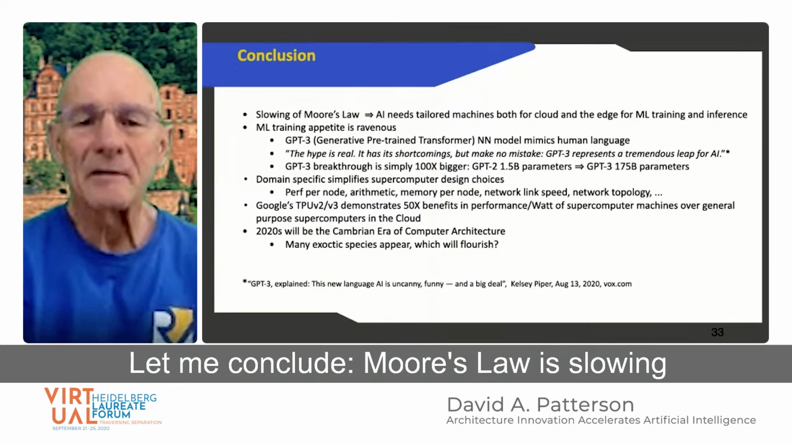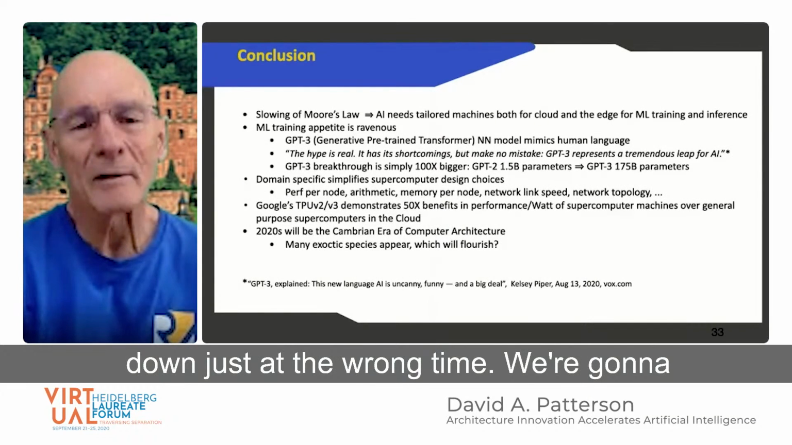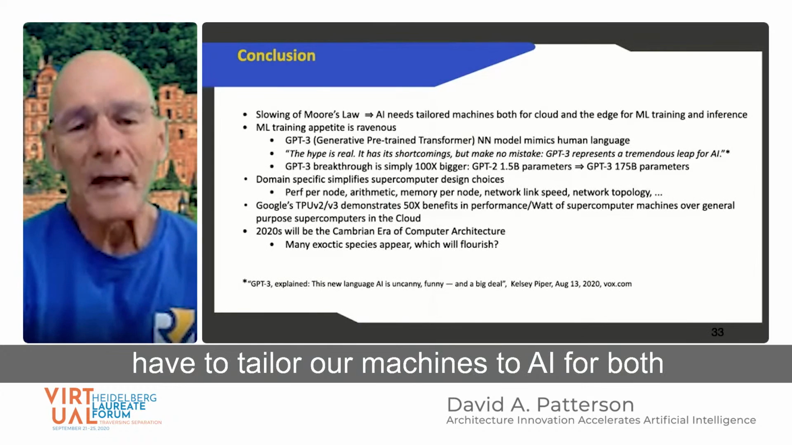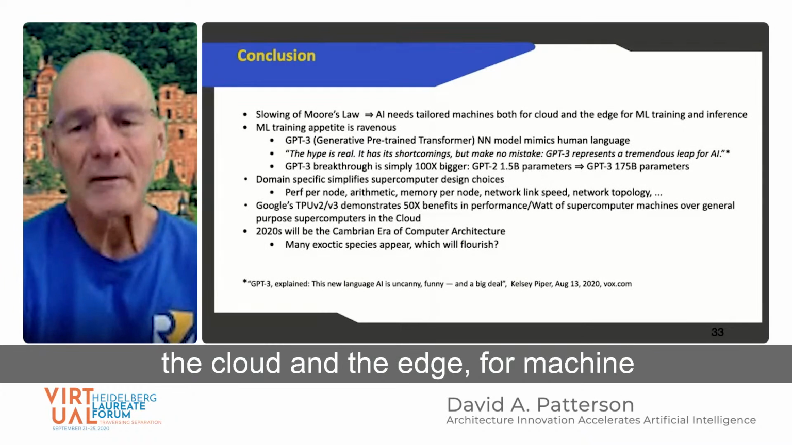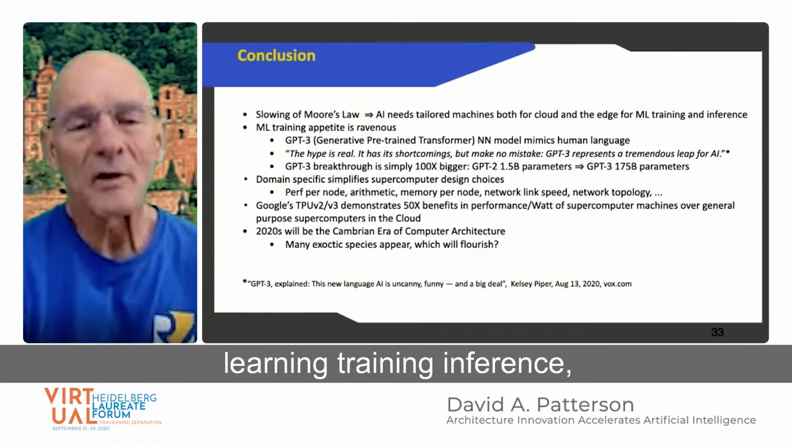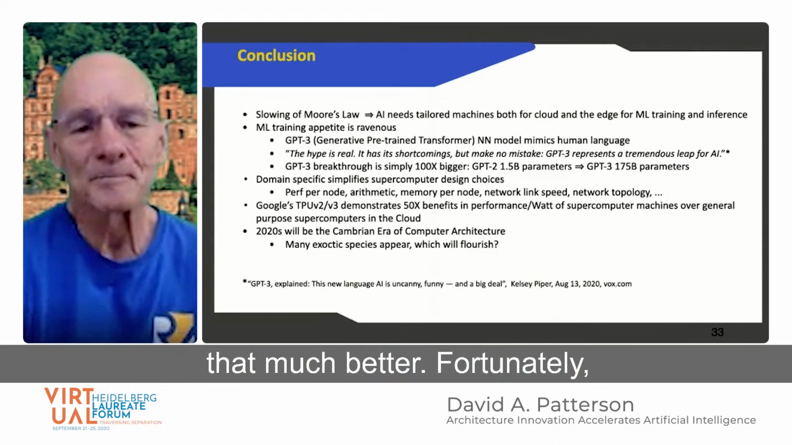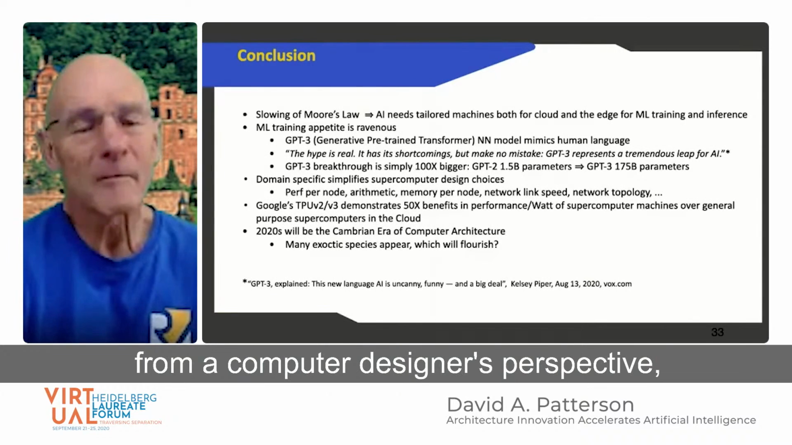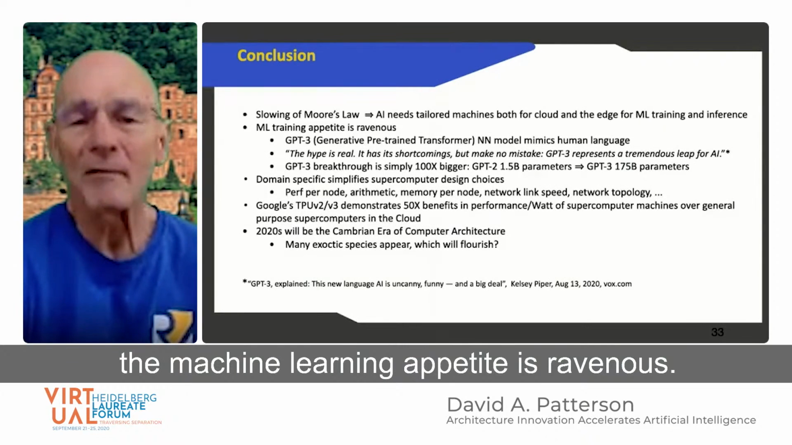Let me conclude. Moore's law is slowing down just at the wrong time. We're going to have to tailor our machines to AI for both the cloud and the edge, for machine learning training and inference, because the transistors are not getting that much better. Fortunately, from a computer designer's perspective, the machine learning appetite is ravenous.